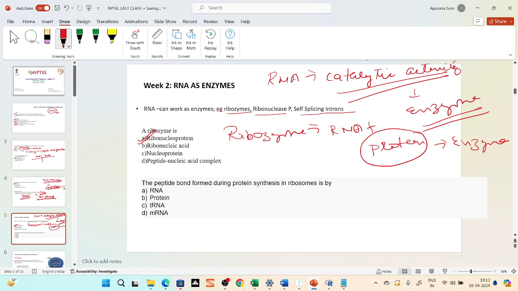Then, the peptide bond formed during protein synthesis in ribosome is by RNA, protein, tRNA or mRNA. This we have studied in our last class also. We have studied in translation in depth the role of three different RNAs in protein synthesis.